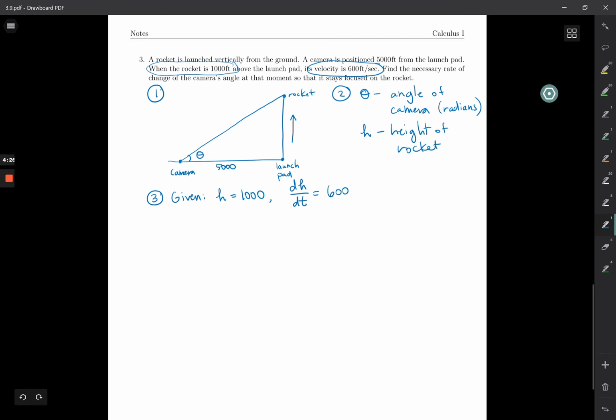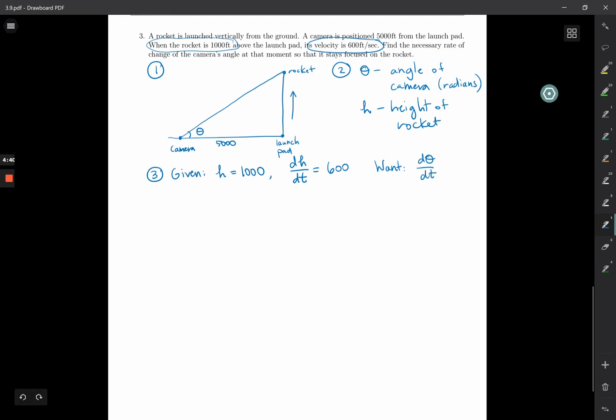Right. Okay, so those are the two quantities we're given, and then we want to find the rate of change of the camera's angle. So that will be d theta/dt.